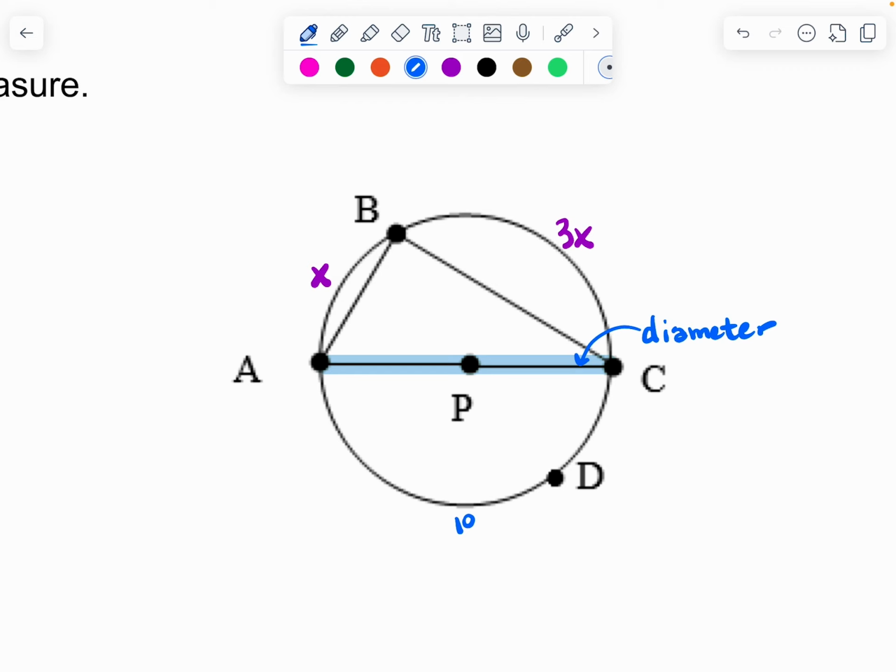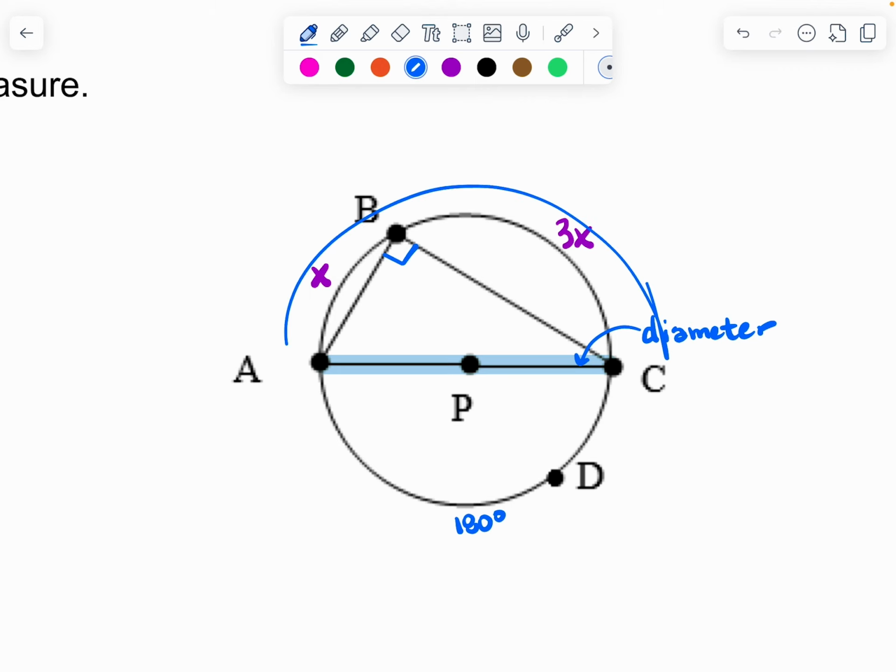So clearly, I know that this arc AC is 180 degrees. Well, if that's 180 degrees, then this inscribed angle is half of that, right? Because the semicircle is its intercepted arc. So it is a right triangle. Make that a little neater.